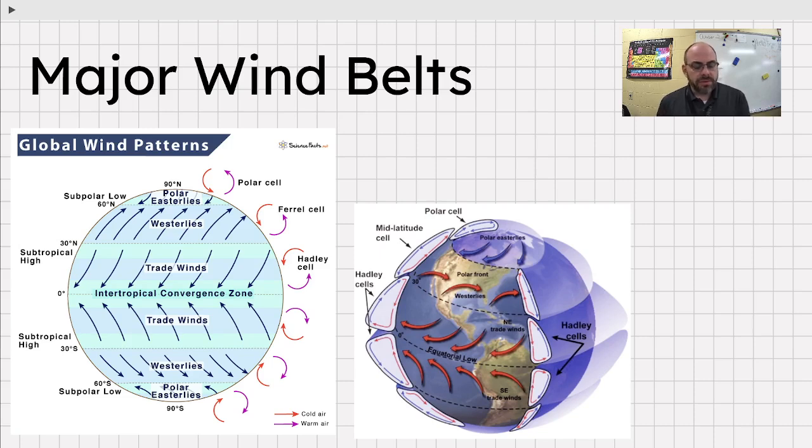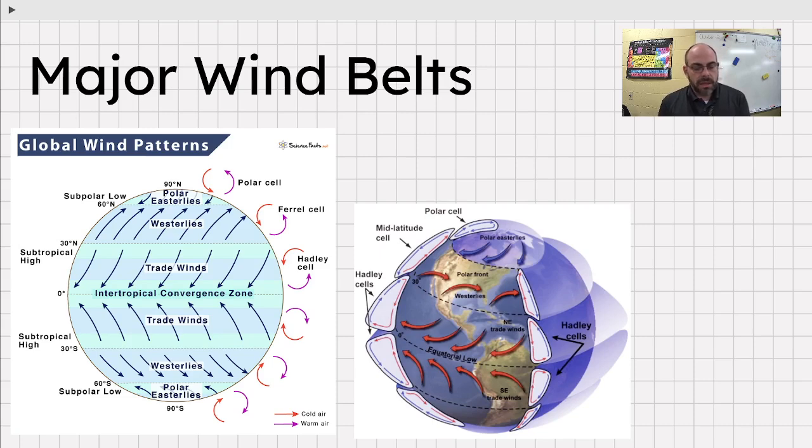Next, you have the Ferrel cells. These are from 30 to 60, both north and south. These are the mid-latitude circulations. You can see what the wind is doing. It's rising there and going down at around 60 north and south. And these are called the westerlies. The wind patterns here are called the westerlies.